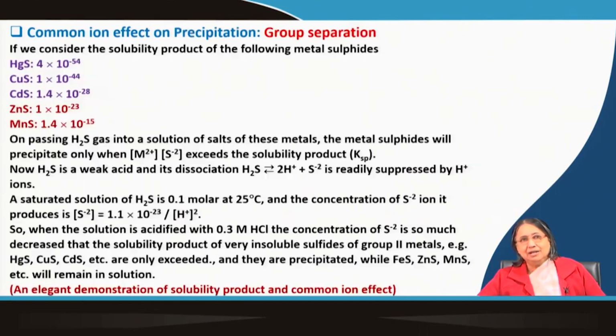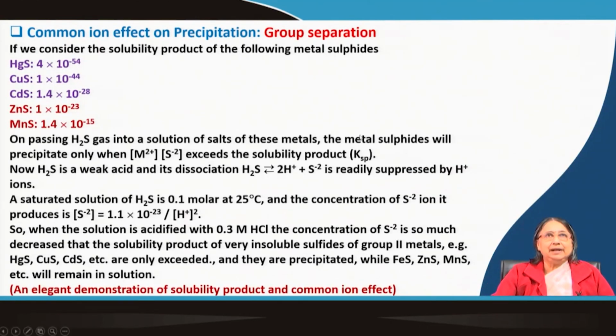So, this has enormous applications in many cases. Say for example, in group separation, those who are in chemistry background, they will see it in group separation. What is there? Here all the sulphide salts are considered. You can see here mercury sulphide and copper sulphide and cadmium sulphide. You see the solubility product. You can see here it is so less, it is very insoluble compared to this zinc sulphide and manganese sulphide.